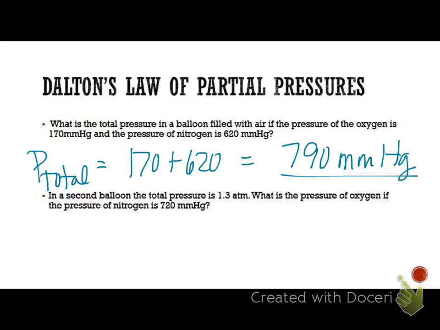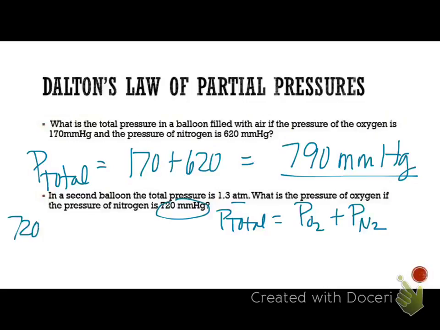So, yeah. Okay. In the second balloon, the total pressure is 1.3 atmosphere. What is the pressure of oxygen if the pressure of the nitrogen is 720? So we're going to do P total. It's going to be equal to the partial pressure of oxygen plus the partial pressure of nitrogen. Okay? I see that this is 720 and this is 1 atmosphere, so can't do that. So I'm going to go over here and do my quick conversion.